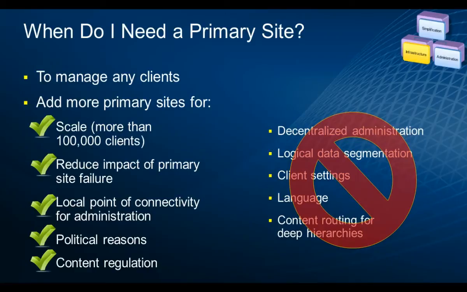Things that have gone away: decentralized admin, data segmentation, client settings, language, and content routing across deep multi-tiered hierarchies are all ways in the past we had multi-tiered primary sites. But we now have an ability to centralize those, and we've checked off each of those with new features and capabilities to allow organizations to flatten their hierarchy for some very basic reasons.